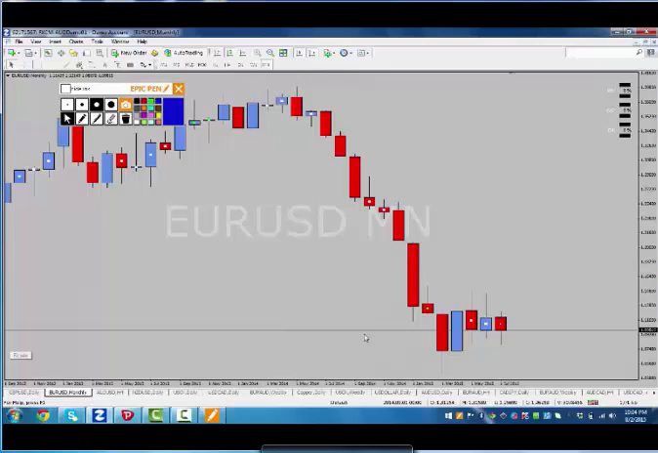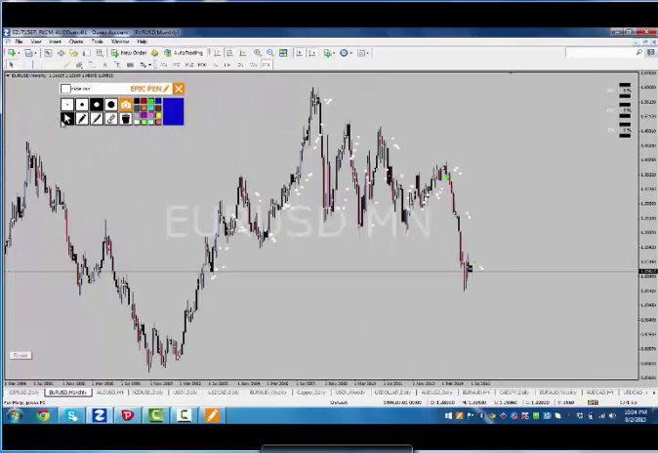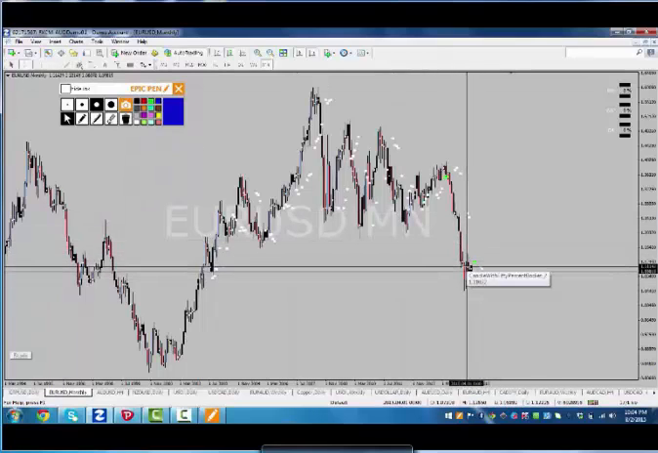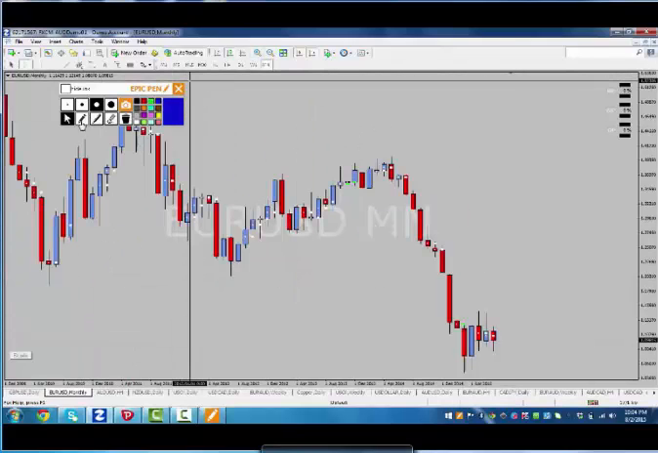Sell opportunity. So let's start from the monthly. Where is our monthly supply? This is a drop-base-drop. Okay, so there is a supply there.